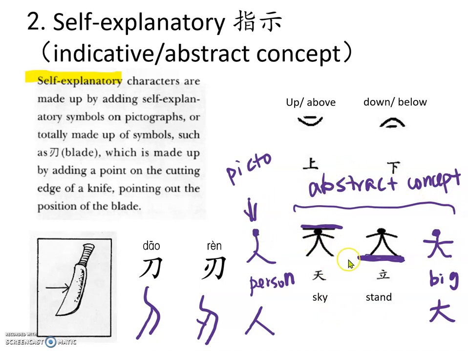So those words are called self-explanatory characters because with a simple line, with a pictographic, they pointed out something, an extended meaning from the pictographic that means something else. And it's most likely a more abstract concept.